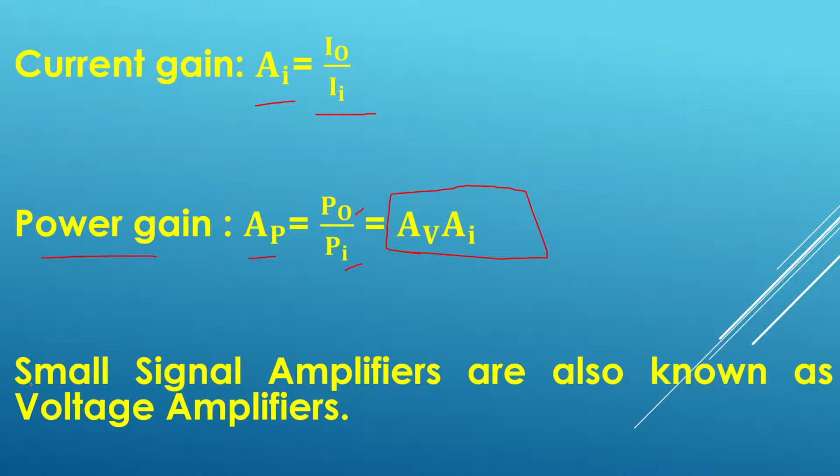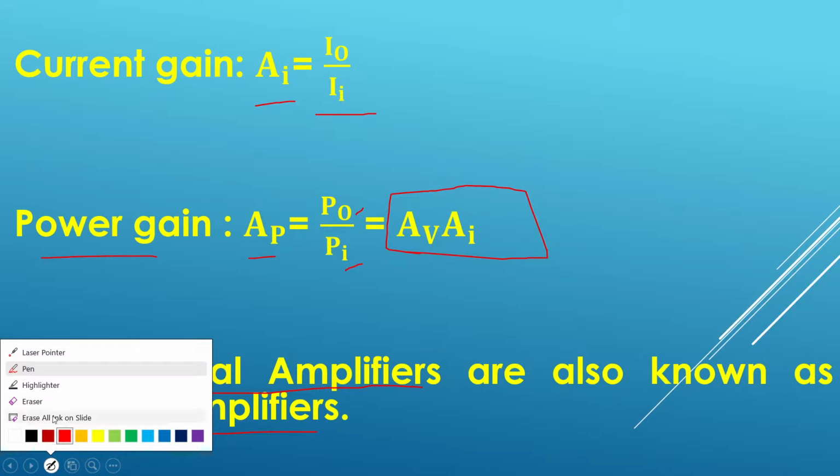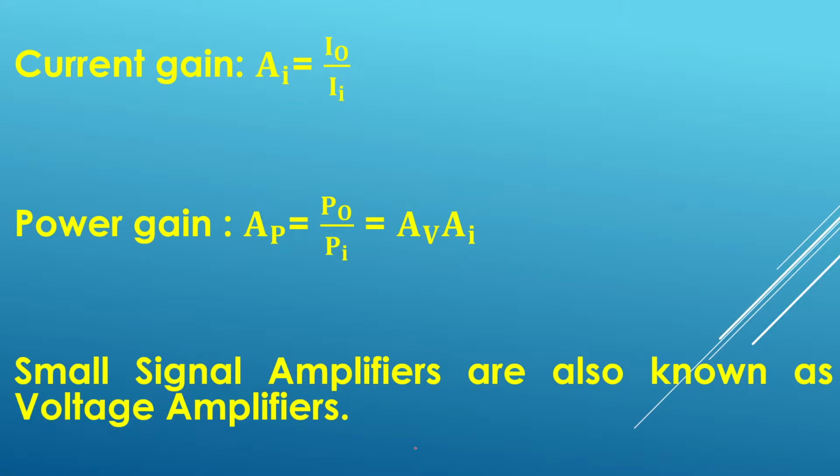Small signal amplifiers are also known as voltage amplifiers. Power gain can be expressed in decibels. Decibels are the units, so I can write here units as decibels.